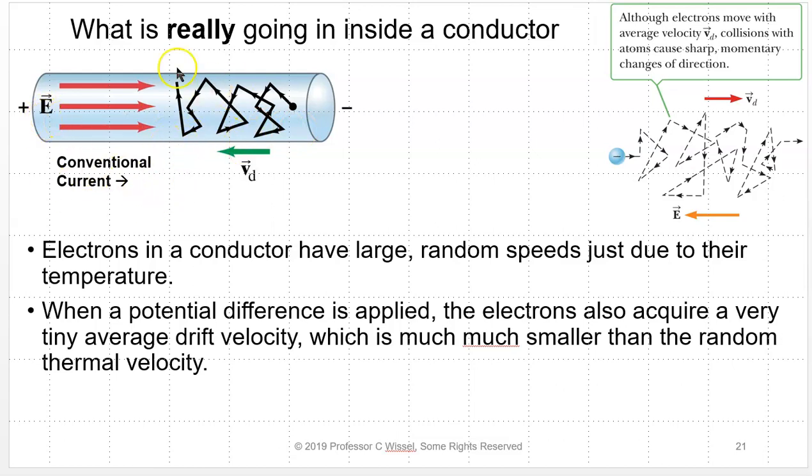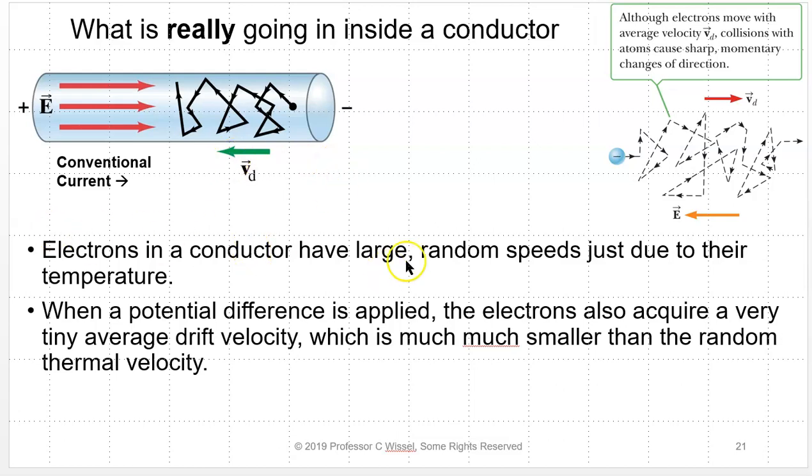And instead of going very quickly, they actually have a hard time getting through this material. They're jiggling around, they're zooming around in here, and they don't go straight. Instead, they bounce off of other particles, and they have collisions with atoms and other electrons. So they basically are zigzagging around in here. So their drift speed is relatively slow. In fact, it's extremely slow.